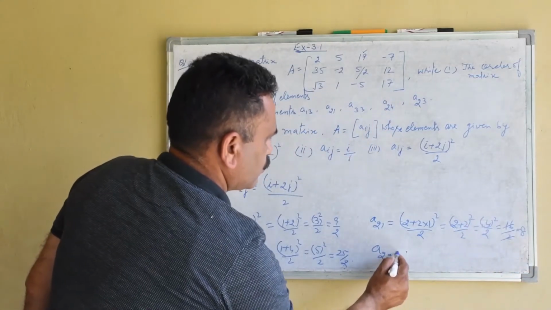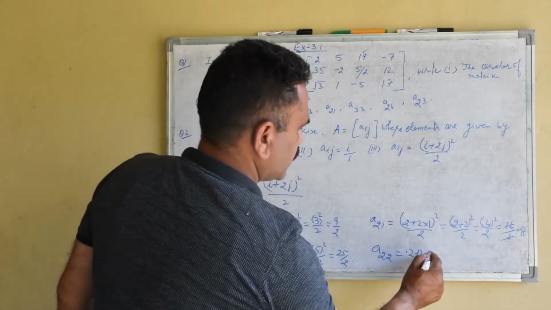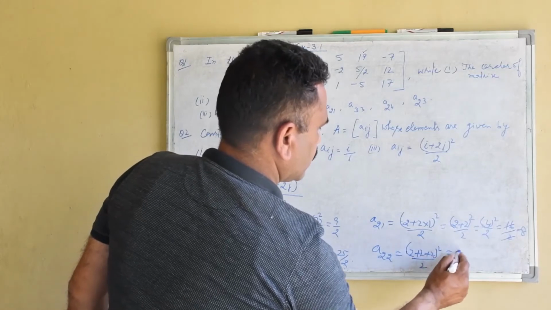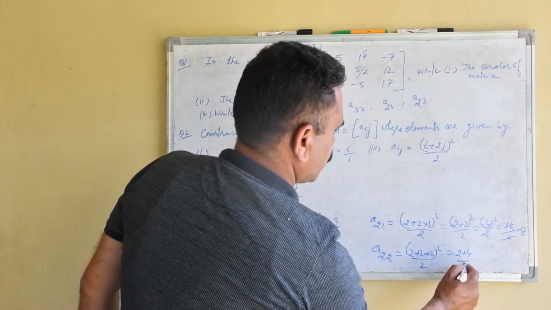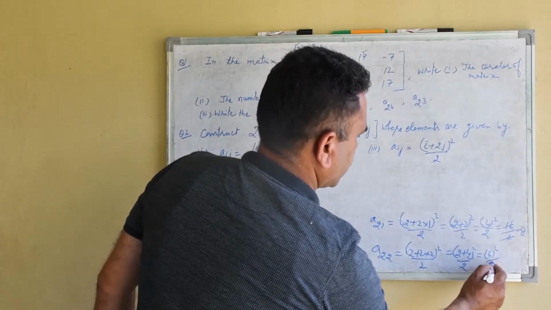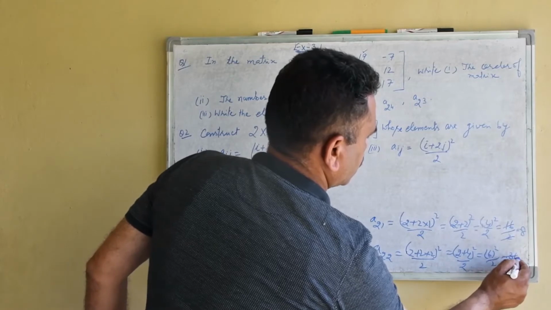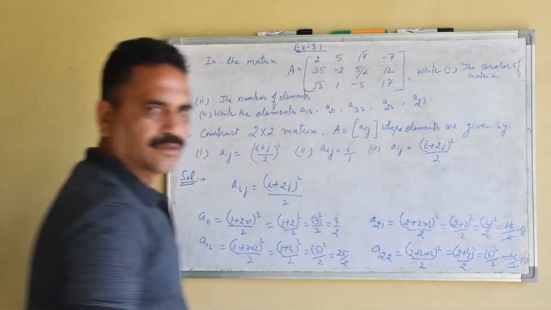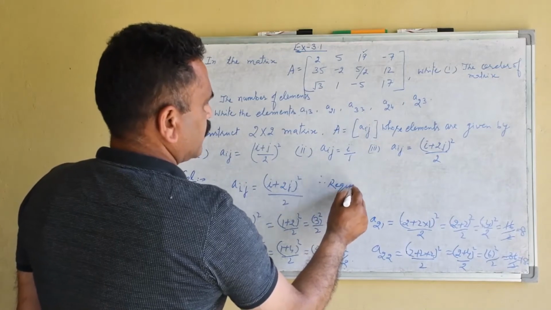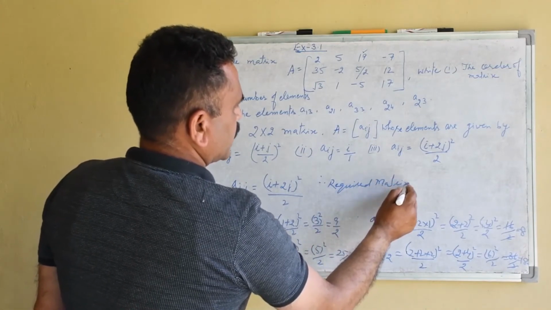A22: so that is i is 2, j is 2, so (2 plus 2 into 2) whole square by 2. So (2 plus 4) whole square, so 6 square by 2. So that is 36 by 2, which is equal to 18. So what is the required matrix? Therefore, required matrix. What is the required matrix?